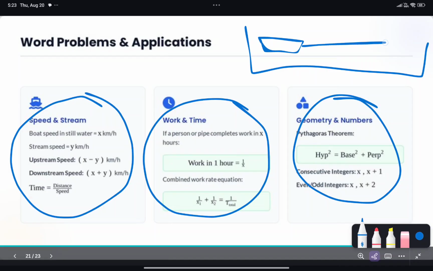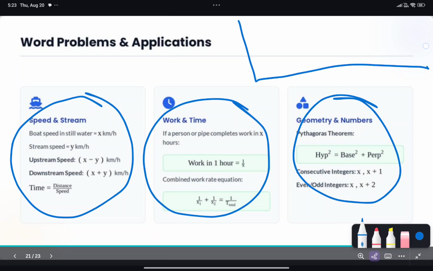We are moving in this direction. The stream is also moving in this direction. It means the same direction. At that time, are we adding the speed or not? Why? Because the stream also has a speed, and we are also going at a certain speed. At that time, it is the downstream speed, x plus y. This is x, this is y. Totally, the speed at that time is x plus y kilometers per hour. Clear?